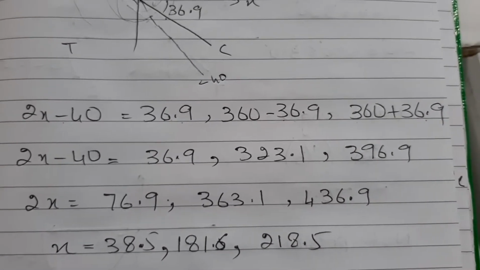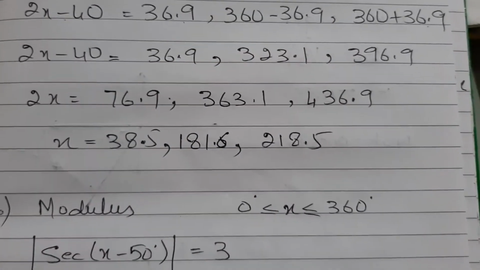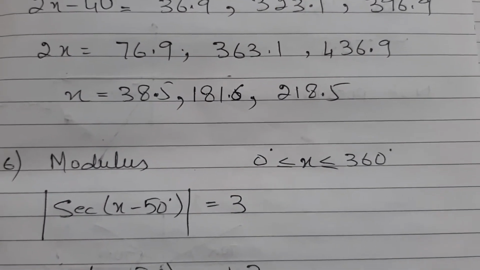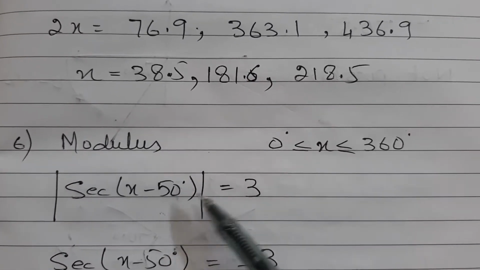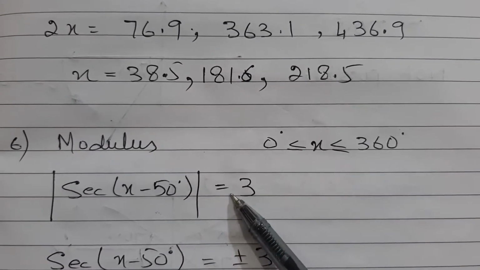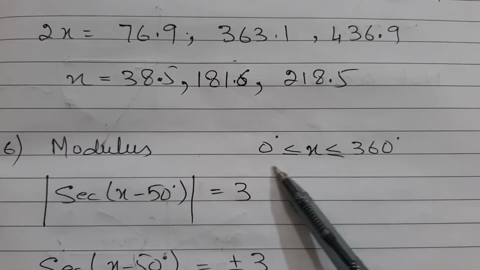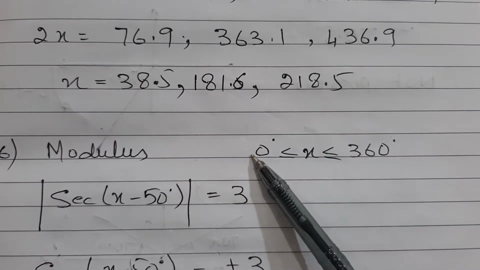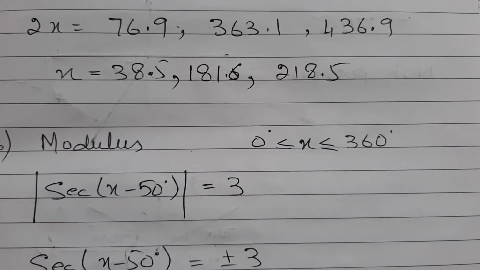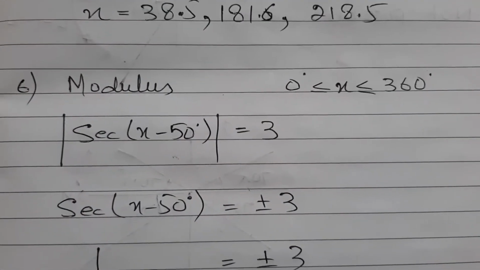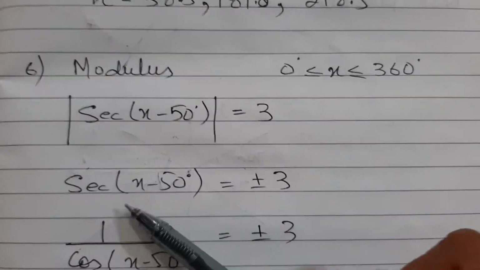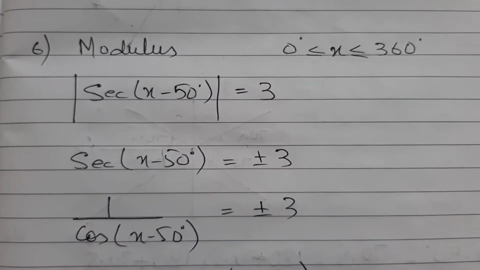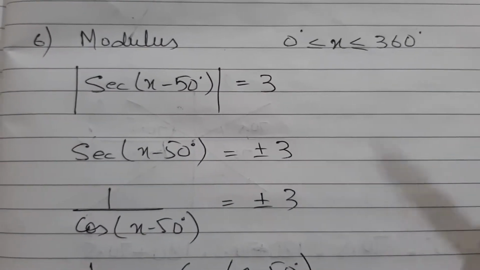Right. Now let's see the last case, modulus. If the function is given as a trigonometric modulus function and it equals 3, and the range of angle given is 0 to 360, when you remove the modulus, you get plus minus 3. And then sec is the inverse of cos, 1 over cos. So I'm simplifying it.